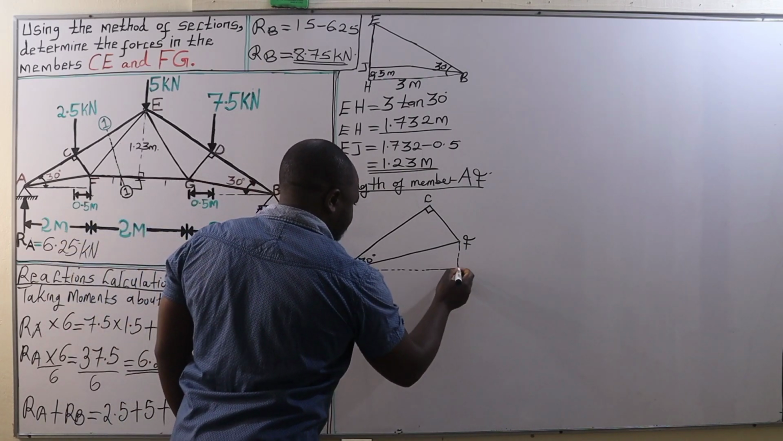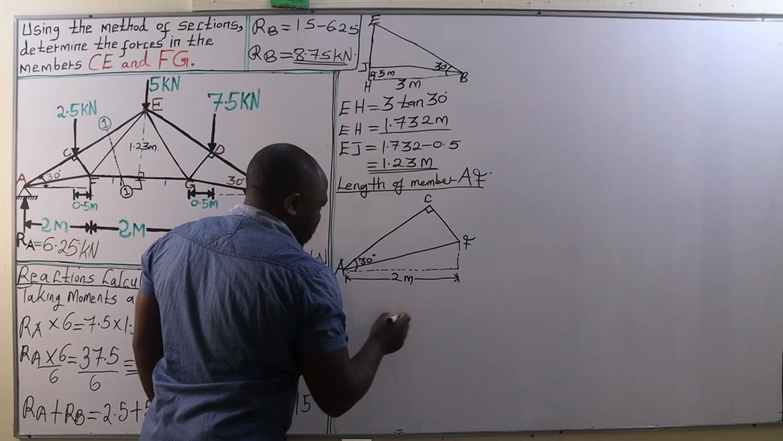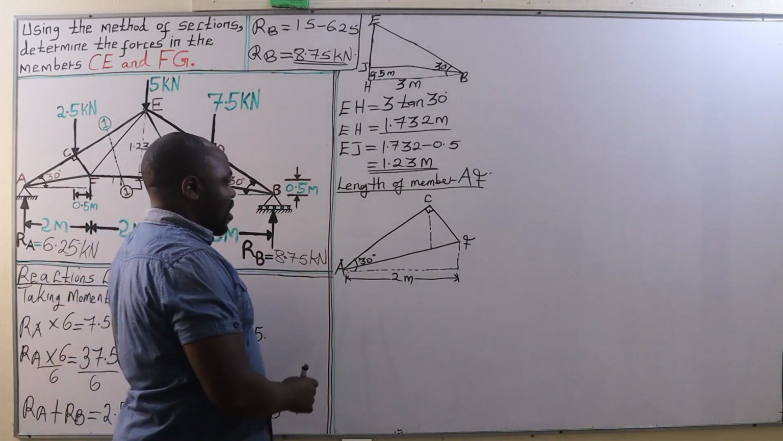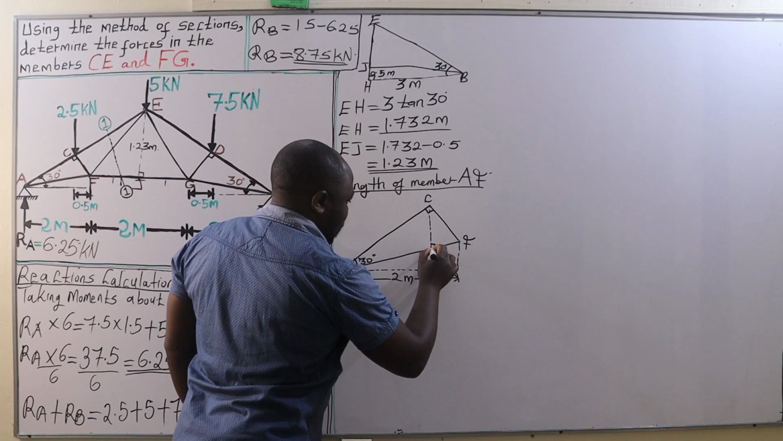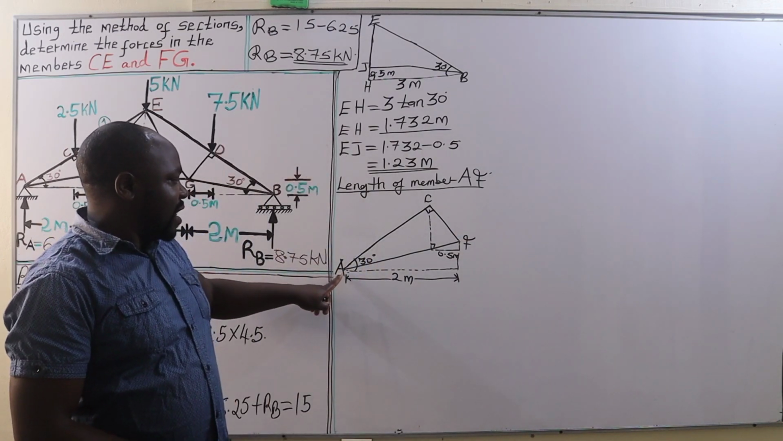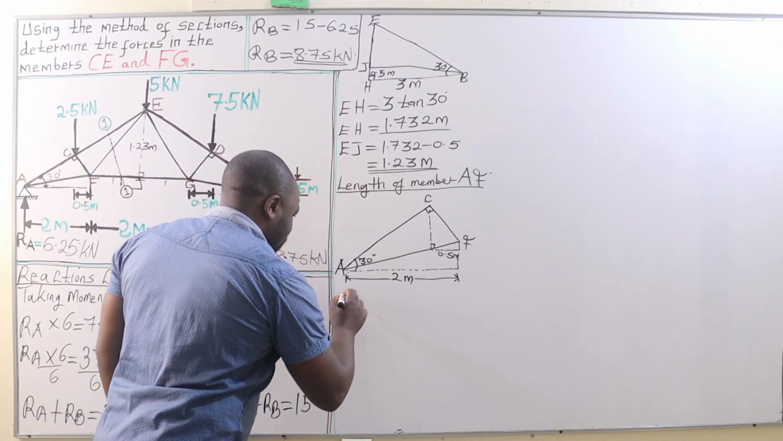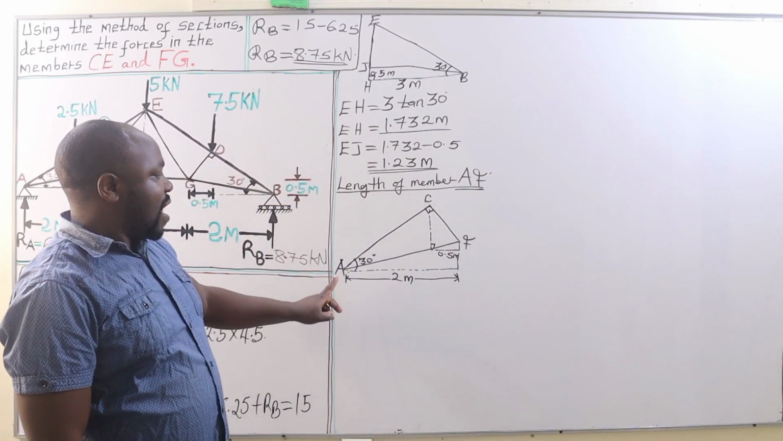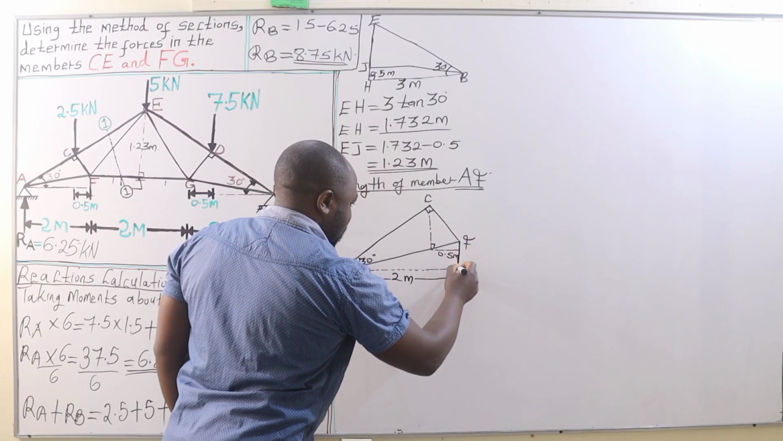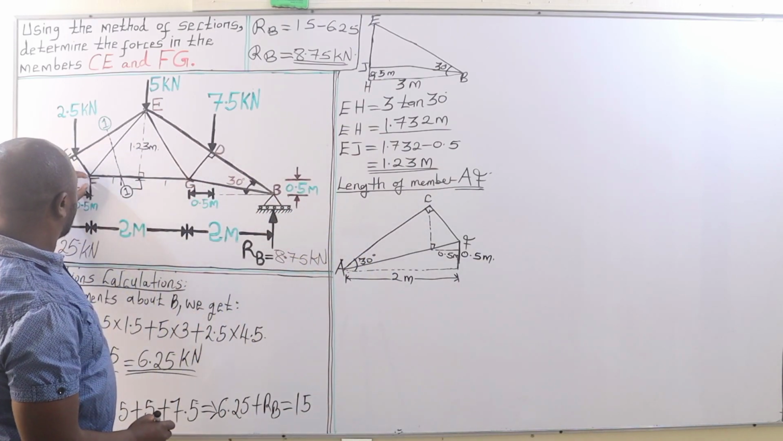Now, the distance from A to F horizontally is 2 meters. That's the distance of A to F. That's 2 meters. If we drop a perpendicular height, that is a perfectly vertical line there, the distance from that point to F is 0.5 meters. Now, we are going to begin with calculating the distance A to F. For us to get the length of member AF, we have 2 meters here, and we have this height, 0.5 meters.